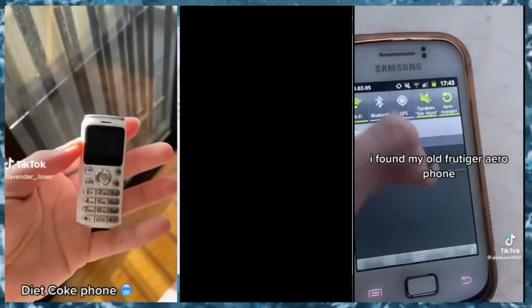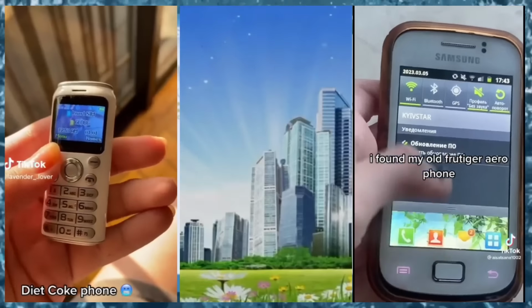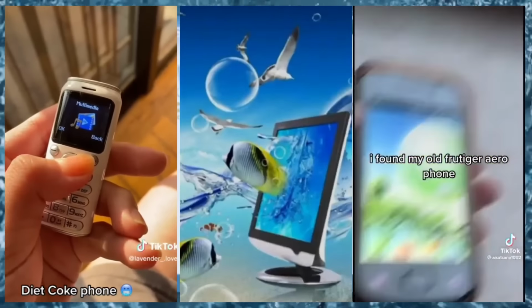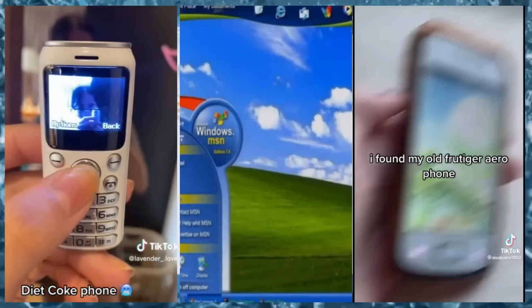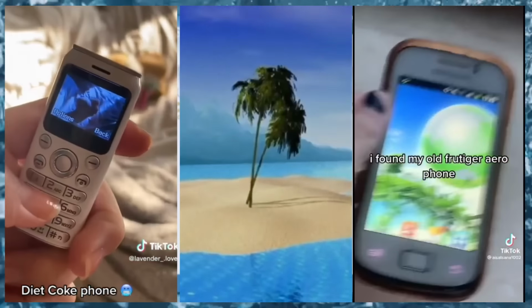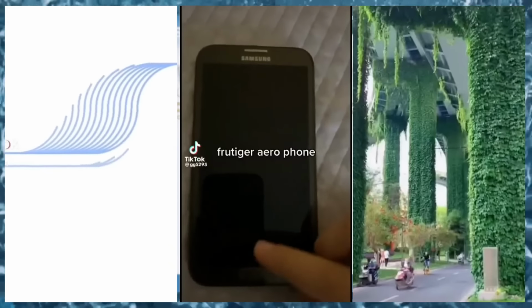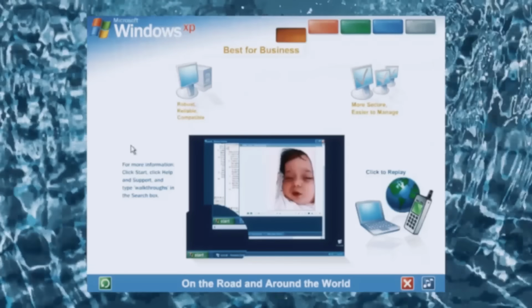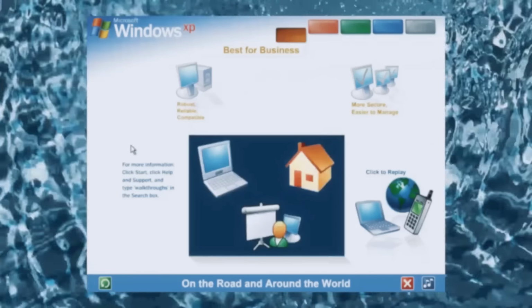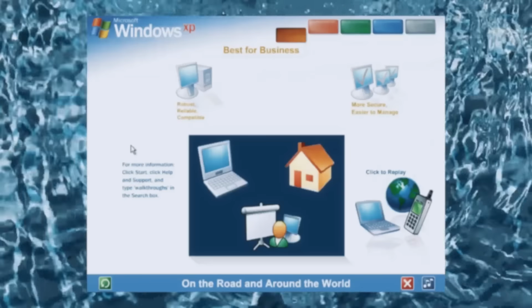Is it just nostalgia that is causing us to return to Frutiger Aero? Is nostalgia enough to make an obsolete trend designed in the 2000s trend on TikTok? Maybe. But I don't think so. Frutiger Aero's oversaturated and bright images are what many young people as children thought the world would look like.